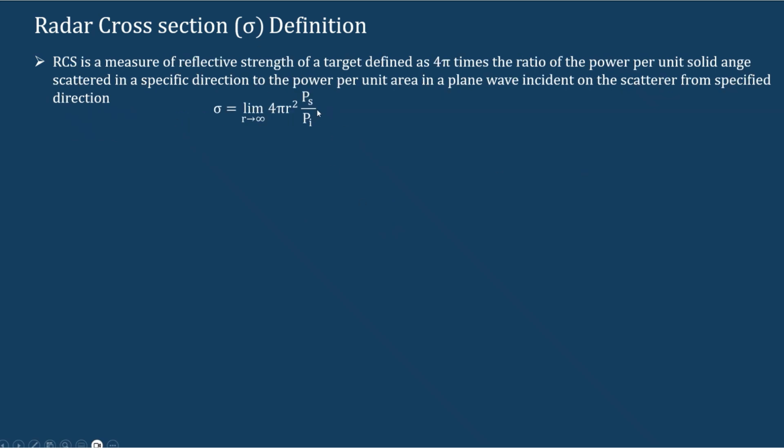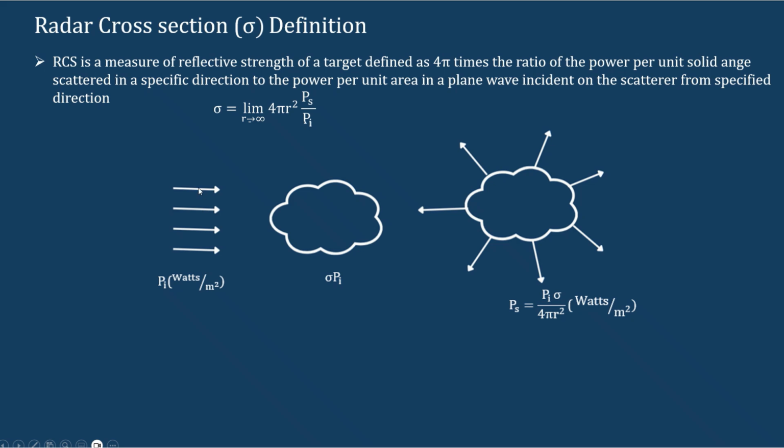We know that RCS is the ratio of the scattered power to the incident power, with a factor of 4 pi r square. Let's see how this definition evolved. Consider an electromagnetic wave having a transmitted power density of P_i, which is incident on this target. Let's assume that this target has a radar cross-section area of sigma. Sigma actually represents the area of the target which can in effect provide some reflection in a particular direction.